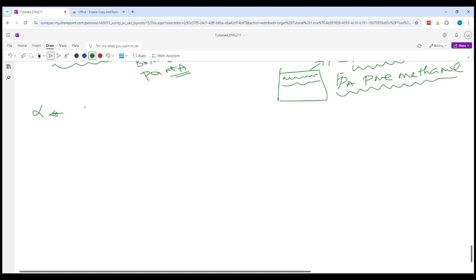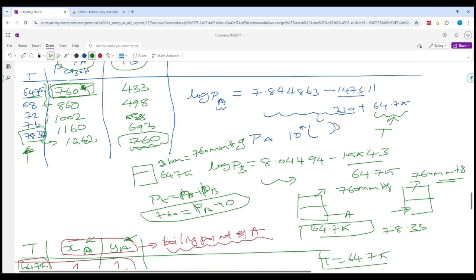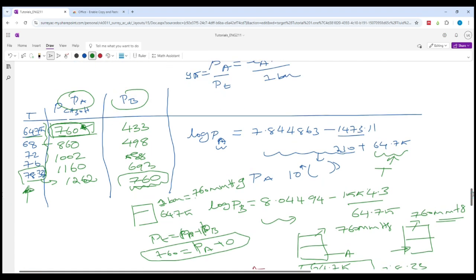So this is just the ratio of the vapor pressure of the more volatile compound divided by the vapor pressure of the less volatile compound. So this is something we already calculated, am I right? So if we go back to this, if we go back here in this table, we already calculated the vapor pressure of A and the vapor pressure of B at different temperatures.